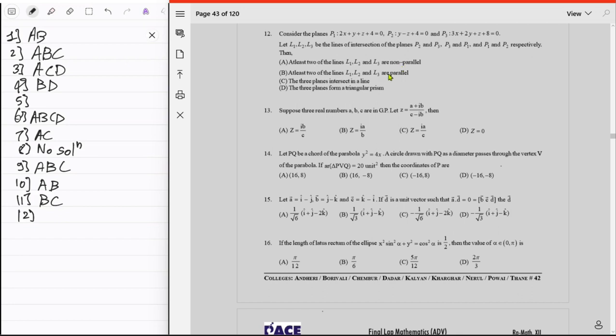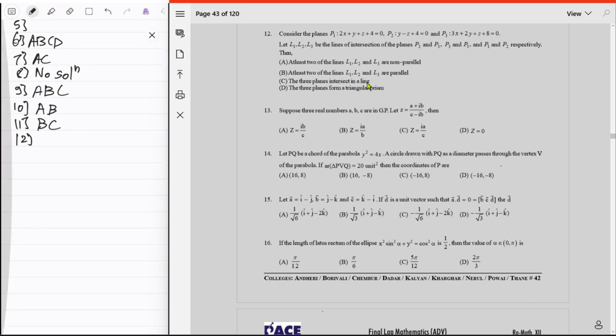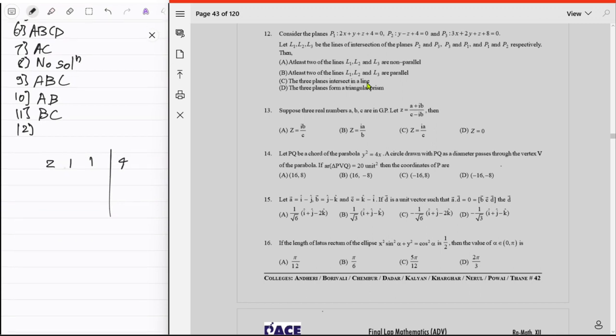Now do I have to find something? Maybe the three planes intersect in a line or something. Oh, if they intersect in a line, then it's like, right, so that equation has infinite solutions basically, right? Their intersection. Okay, so what is the augmented matrix? 2 1 1, this is a 4 over there, and then 0 1 negative 1 4 and 3 2 1 8.